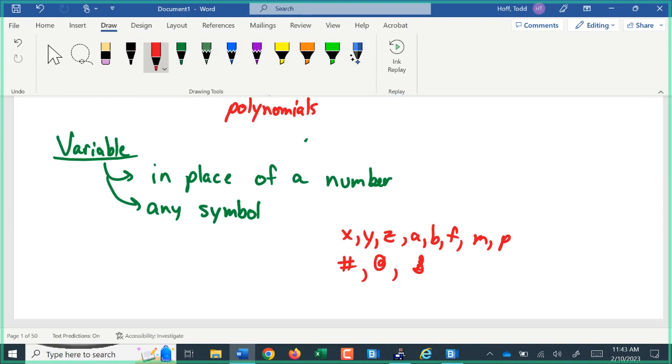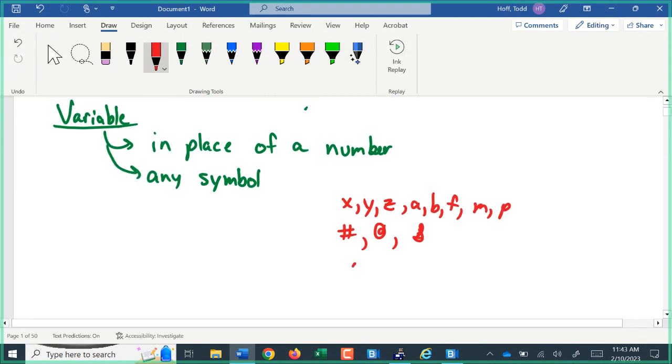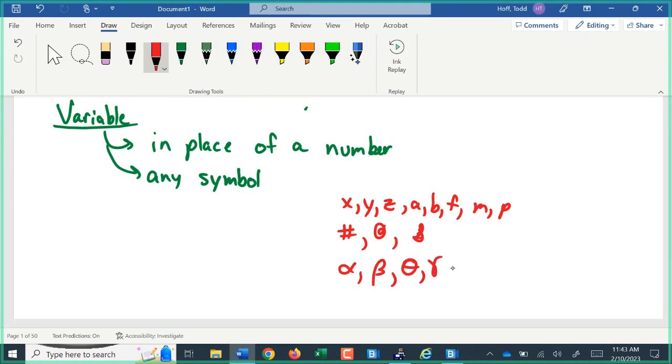In fact, when we talk about angles, it's quite common for us to use Greek letters: alpha, beta, theta, gamma, phi. We often use Greek letters as our variables. Any symbol can be used in place of a number as a variable.